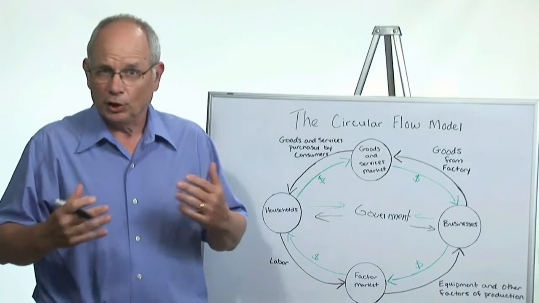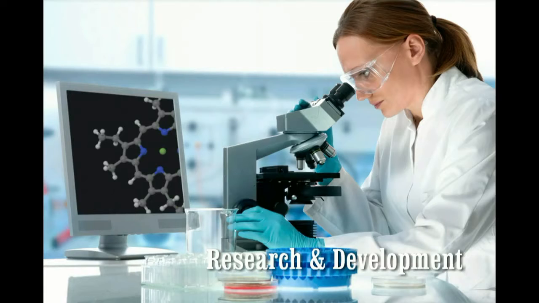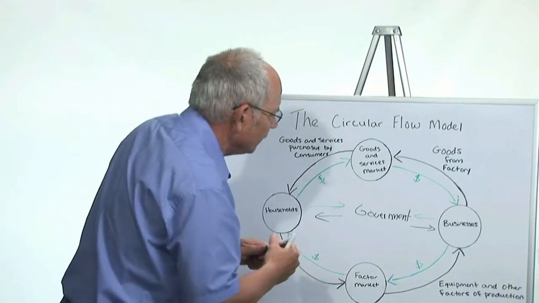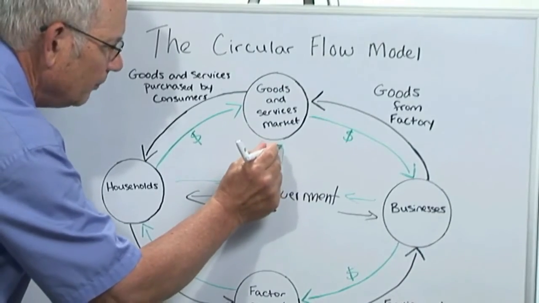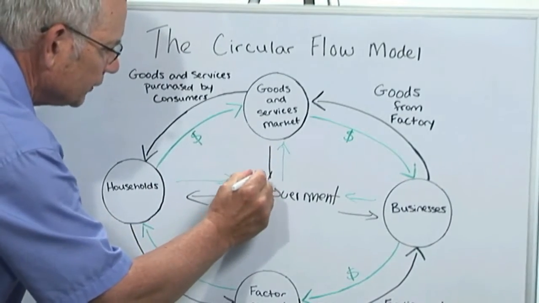The government doesn't own the companies that produce their weapons and vehicles and other things that they have to acquire. No, these are purchases in the goods and services market. So let me put that in green for the money paid to the goods and services market and black for the goods and services provided.